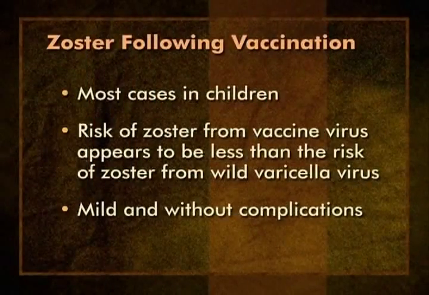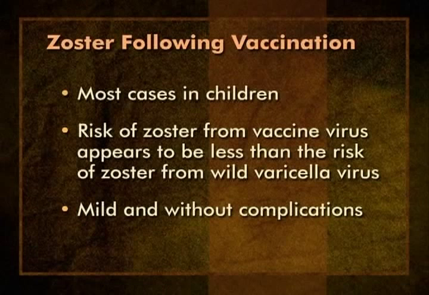Varicella vaccine virus probably produces a latent infection in some vaccine recipients, probably those recipients who develop a vaccine-associated rash. So herpes zoster would be expected to occur in vaccine recipients. And there have been a few reports of herpes zoster in vaccine recipients. Most cases of zoster after vaccination have been reported in children. This would make sense since most vaccine has been given to children.